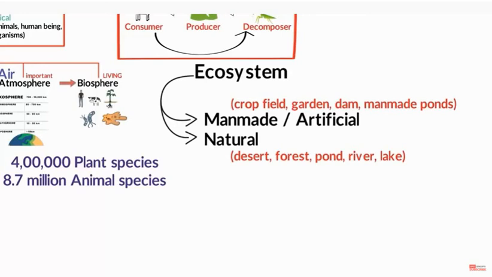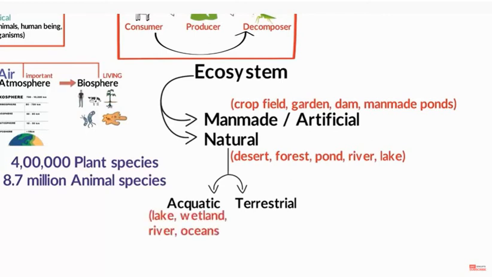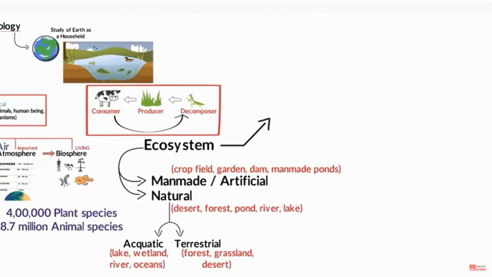The natural ecosystem is further divided into two types, that is aquatic ecosystem and terrestrial ecosystem. Under aquatic, we have the lake, wetland, river, oceans. And under terrestrial ecosystem, we have forest, then grassland, then deserts, etc. Let's quickly understand how the ecosystem works.